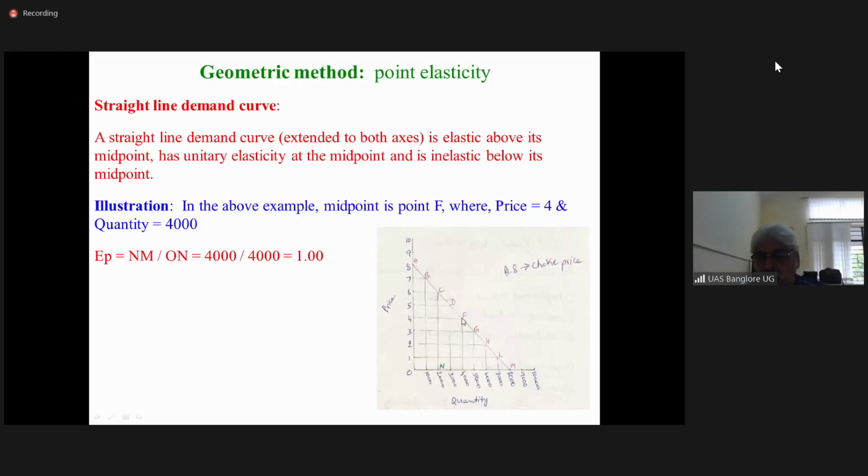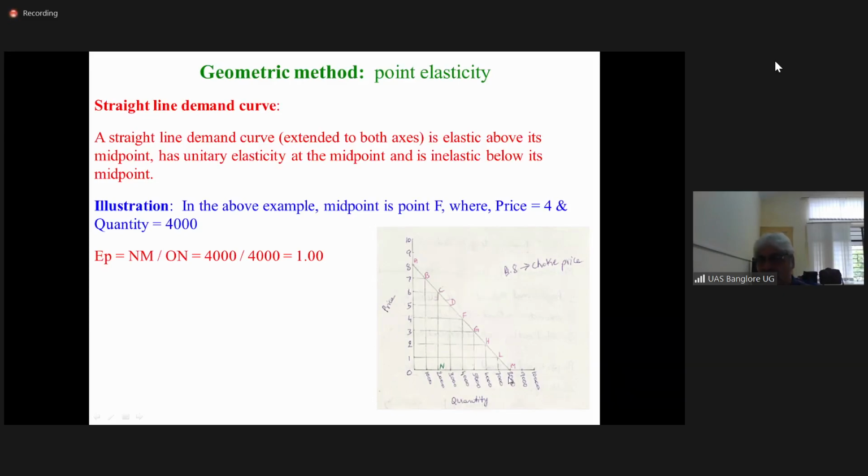At F, price is 4 rupees and quantity is 4,000. Now, EP is equal to NM by ON. You know the formula, NM by ON. So at this 4,000, you have N. N moves to this point because F is the point of consideration. So N will be here.